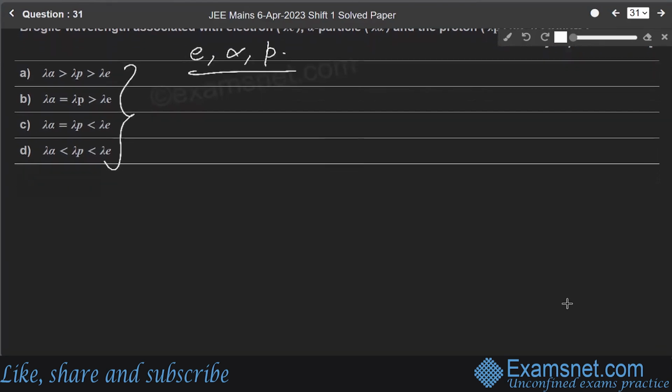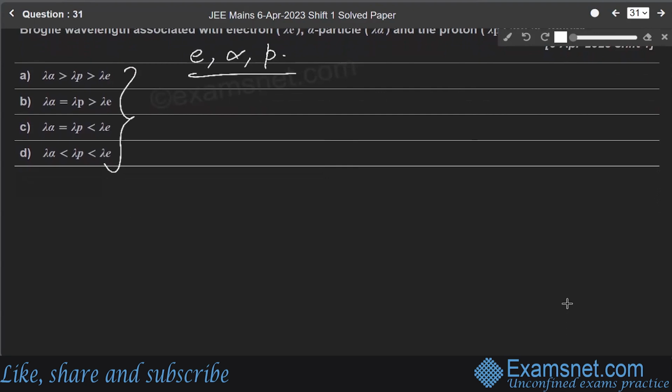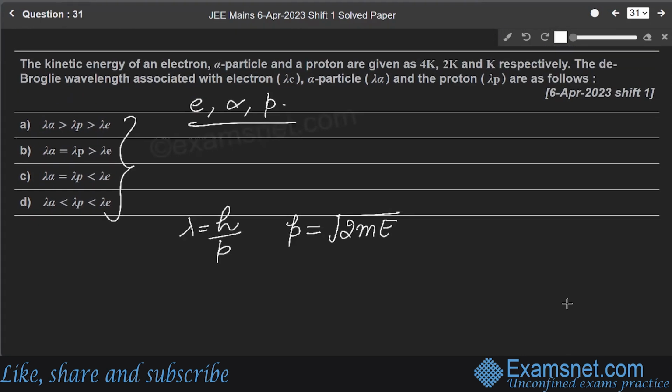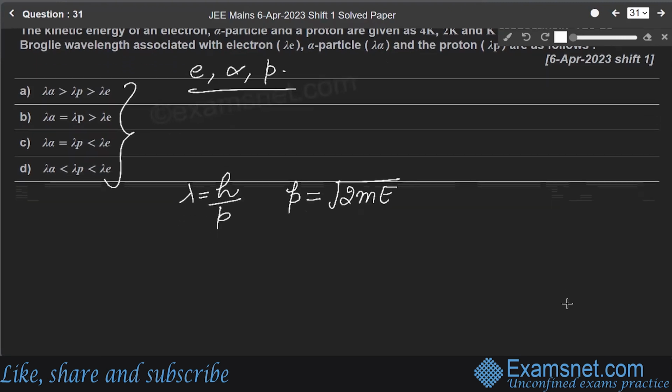Students, from the de Broglie relation, we know that lambda is equal to h over p, where lambda is the de Broglie wavelength, h is the Planck's constant and p is the momentum. And this momentum and kinetic energy relation is given by p is equal to under root of 2mE. So we have to find the wavelength for electron, alpha particle and proton.